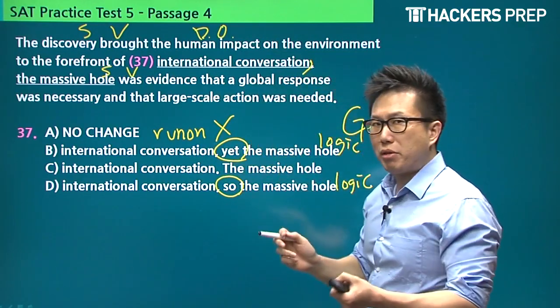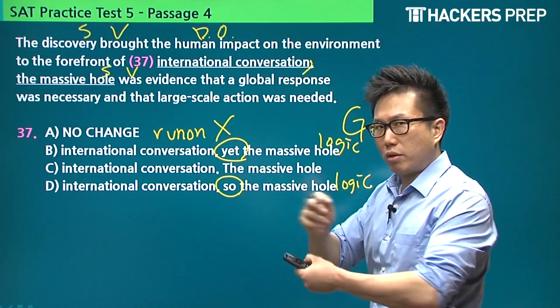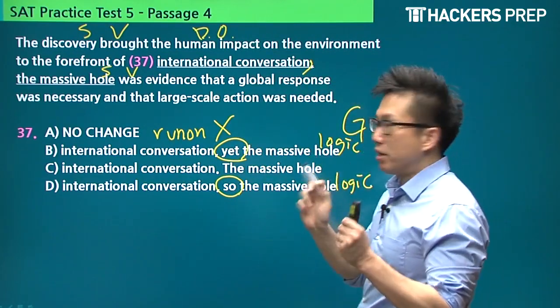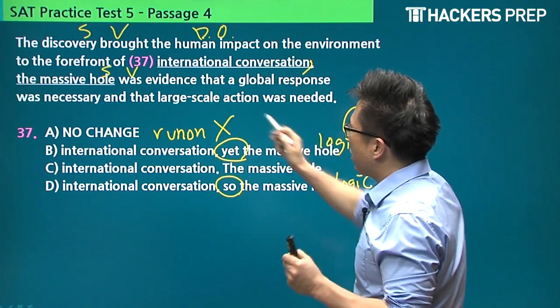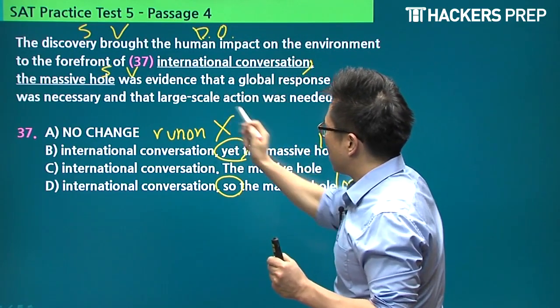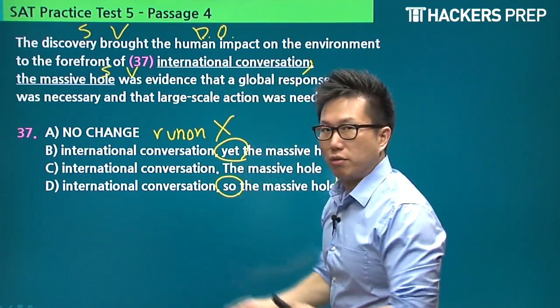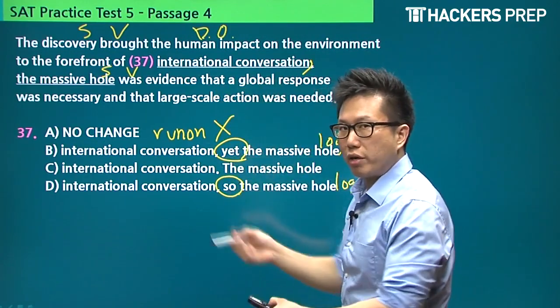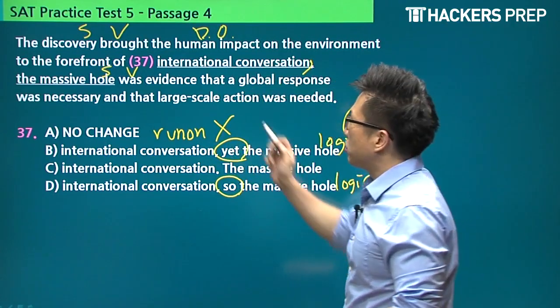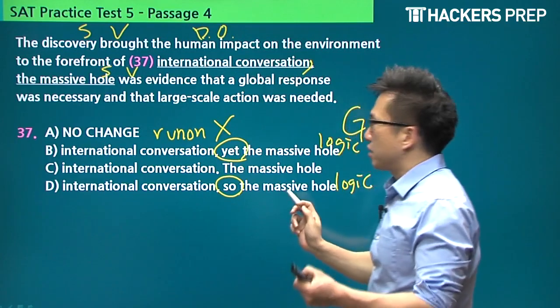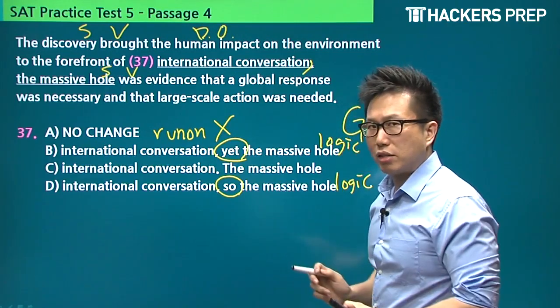Maybe you could consider the ordering awkward, okay, if you think about this here. If you really want to nitpick, maybe you can say the evidence that a global response was necessary, so the discovery brought it to the forefront of the conversation. Maybe you could change the order and it will make more sense. But to say that it was a big topic and then so the evidence was necessary, that has no relationship. There's no logic behind this here.